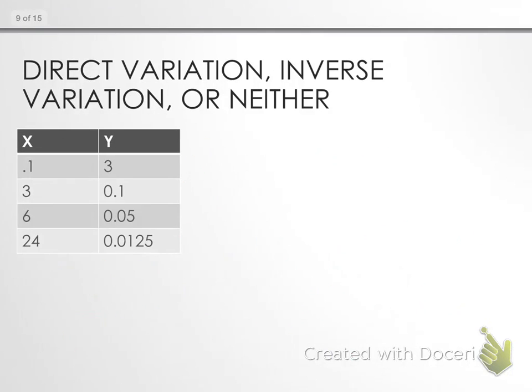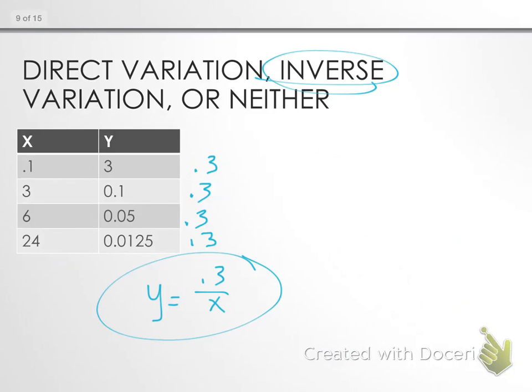Okay, we got our last one here. 0.1 times 3 gets me 0.3. This one's 0.3, 0.3, 0.3. So this one we got the inverse variation. So y equals 0.3 over x as our equation.